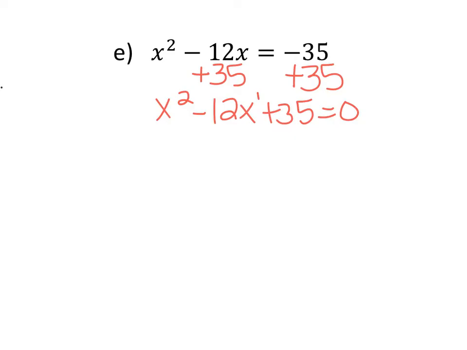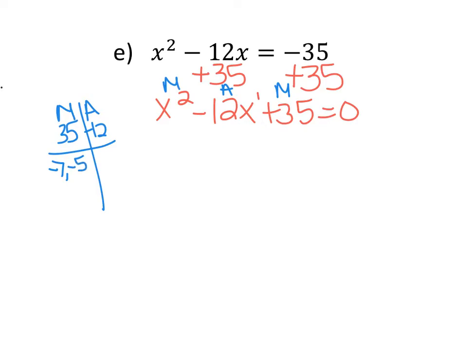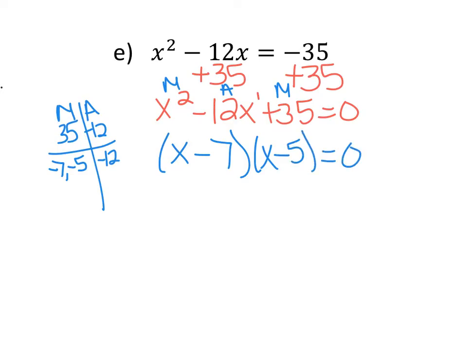Okay, I do not have a GCF, but I do have a trinomial. So let's do MAM. M is 35. A is negative 12. Negative 7 and negative 5, when you multiply them, give you positive 35. And when you add them, you get negative 12. So when I factor it, it's x minus 7 times x minus 5 equals 0.